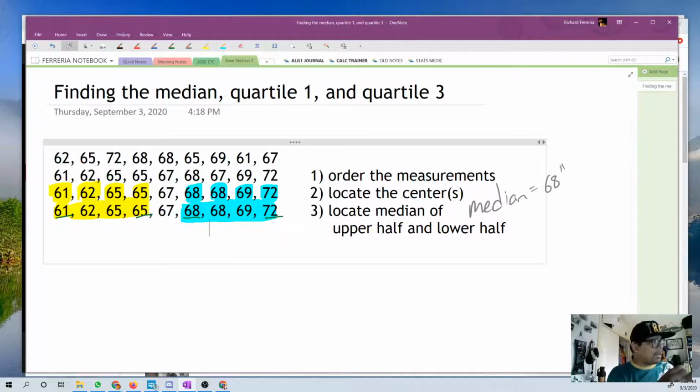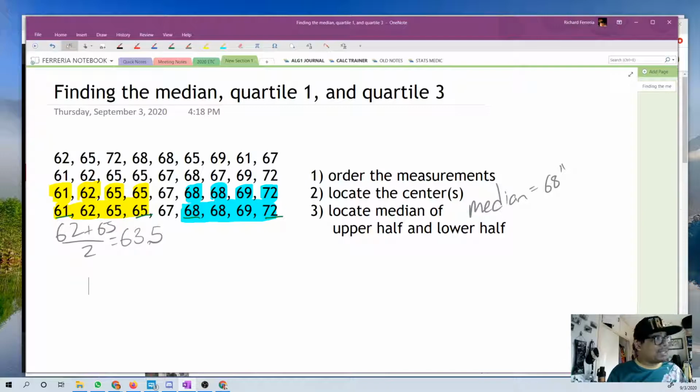So with the upper and lower half, we can find the median of the lower half of the data pretty easily. There are only 4 numbers there, so if I cancel out the 61 and the 65, I'm left with a 62 and a 65 right over here, and those 2 would be in the center. And like we said before, if you have 2 measurements in the center, then you just find the average. So the average of 62 and 65 is 63.5. And then the average of 68 and 69 is 68.5. So the median of the lower half of the data is 63.5, and the median of the upper half of the data is 68.5.